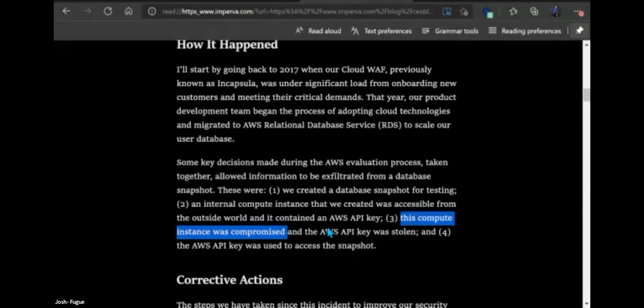So in this particular case, that compute instance had some kind of vulnerability, but don't think that if your compute instances are all patched and invulnerable, and of course none are, even patched ones, that you're safe. You're not. There are lots of places these API keys can come from.